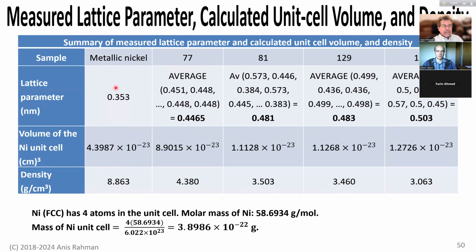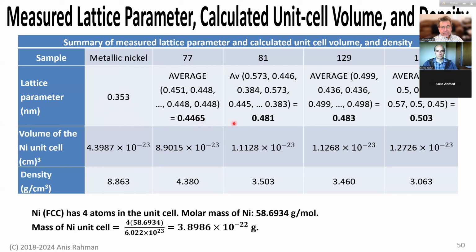Pure nickel, we saw that it is 0.353 nanometer or 3.53 angstrom. And then on 77, we measured so many planes, the average is 0.4465 nanometers. So quite a bit bigger than the pure metal. The lattice has expanded because of spray deposition on alumina.